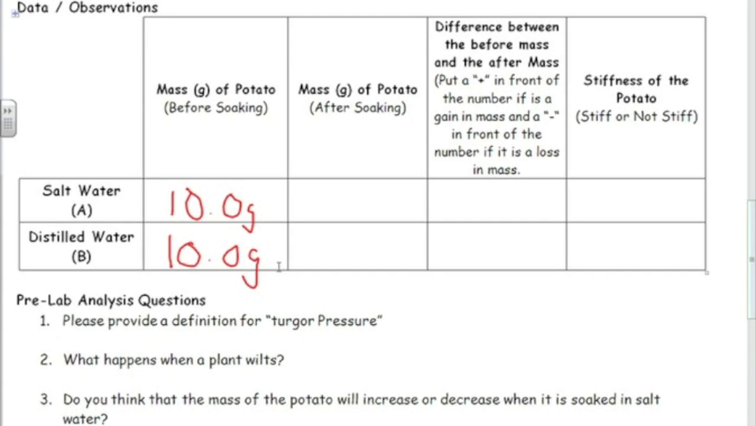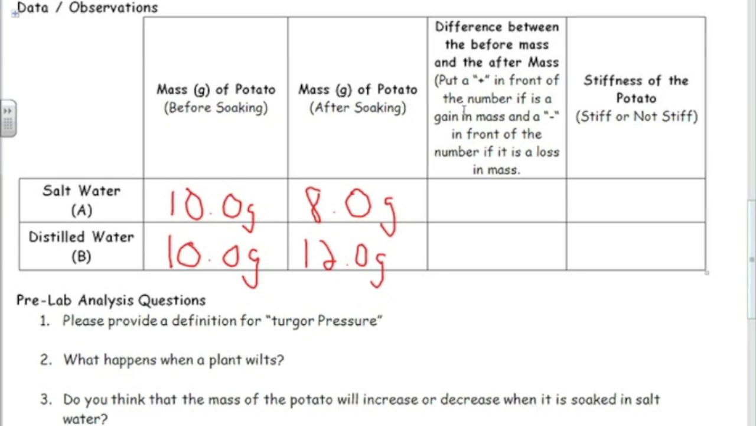And we take our two potato slices after they've been soaking for about 20 minutes, and we find the mass of each one of them. Now we're going to find that the one that was soaking in salt water is now 8 grams. And the one that has been soaking in distilled water is now 12 grams.